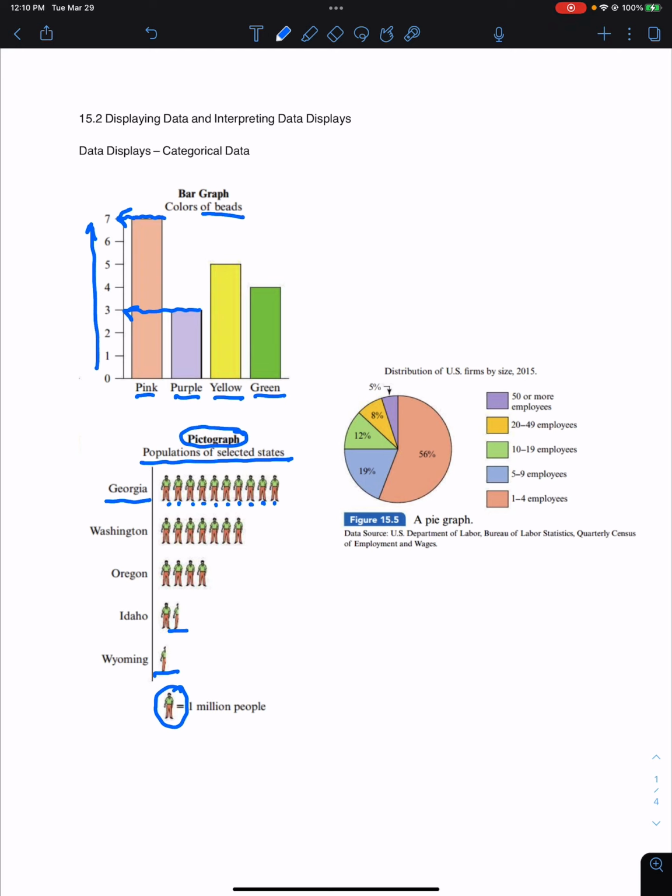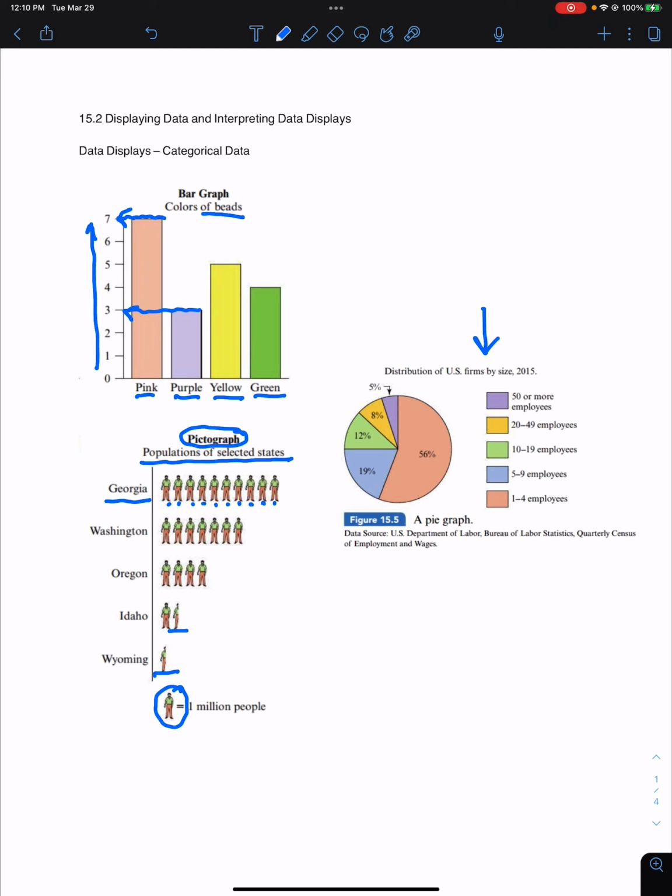Another representation, not so much of categorical data, but just a totally different way to represent data, is a pie graph. And over here, I have a pie graph or a circle graph. And it is the distribution of U.S. firms by size in 2015.